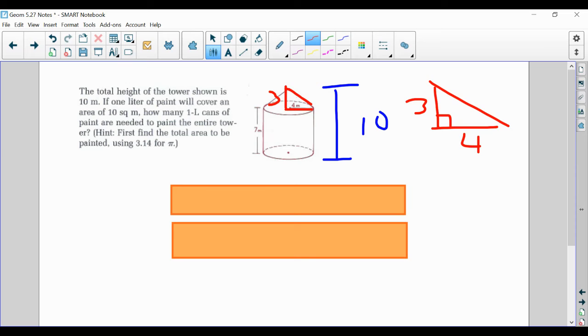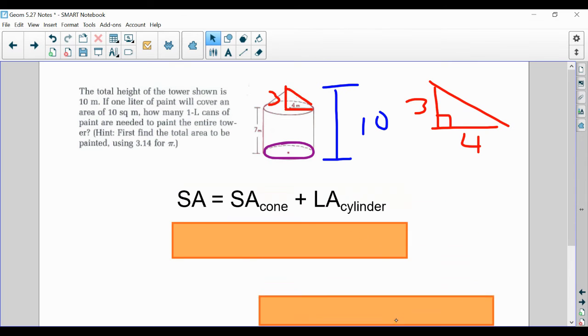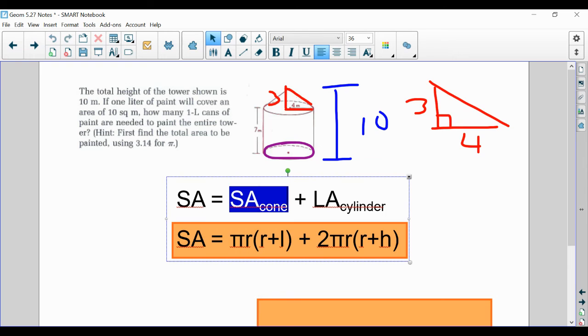Anyway, if 1 liter of paint will cover an area of 10 square meters, how many 1 liter cans of paint are needed to paint an entire tower? Hint, first find the total area, use 3.14 for pi, and then we'll convert it into number of paint cans. Okay, so what I want to do is find the total area of this tower. Now, I don't know if we need to find the area of the bottom here. It says the total area, so I'm going to go ahead and... Now, if it's 10 meters tall, we're not going to be painting the bottom of this. So I'm just going to make one change here. I don't want the surface area of the cone.